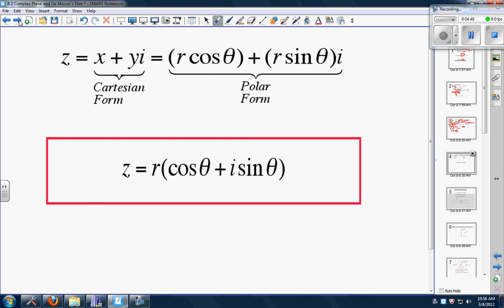Okay, if we want to write these in polar form, we don't use x's and y's, we use r's and thetas. So here's the thing: in Cartesian form, x plus yi. Over here's how we do this in polar form.